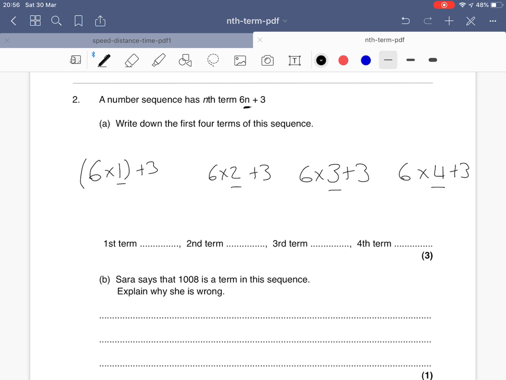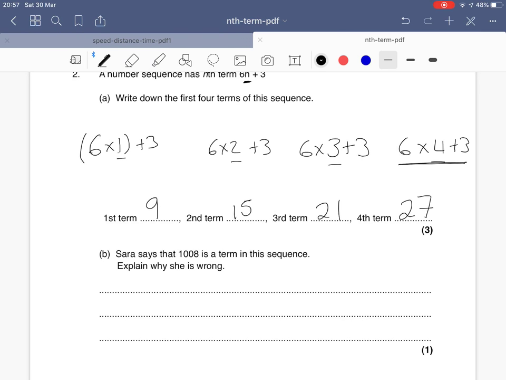First one, 6 times 1 is 6, add 3 gives us 9. Next one, 6 times 2, that's 12, add 3, that's 15. We should notice that it's going up in 6s because it started with 6n. So if I add 6 to 15, I get 21. And if I add 6 to 21, I get 27. We can check by doing 6 times 4, 24, add 3, 27.